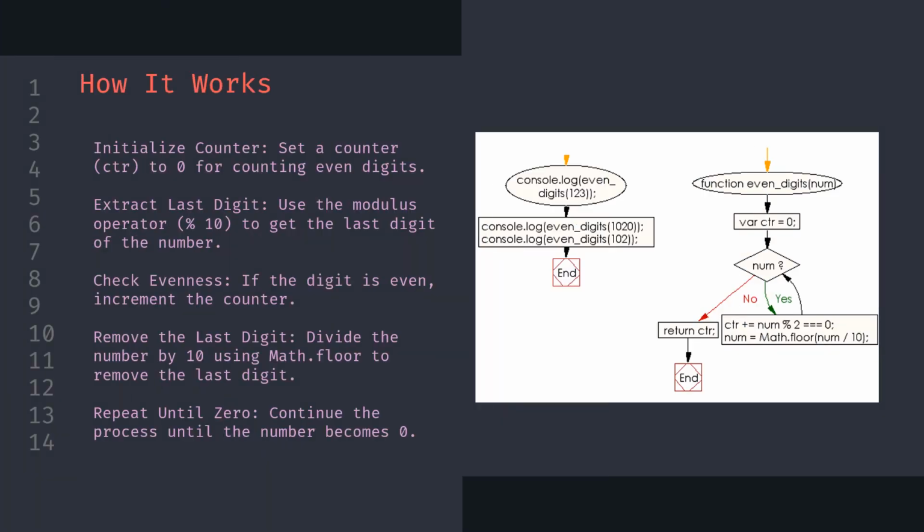Let's break the function down step by step. Start by initializing a counter to track the even digits. Extract the last digit using the modulus operator. We check if the digit is even, or divisible by 2. We remove the last digit by dividing the number by 10. We repeat the process until all digits are processed. This ensures that all even digits are counted accurately.